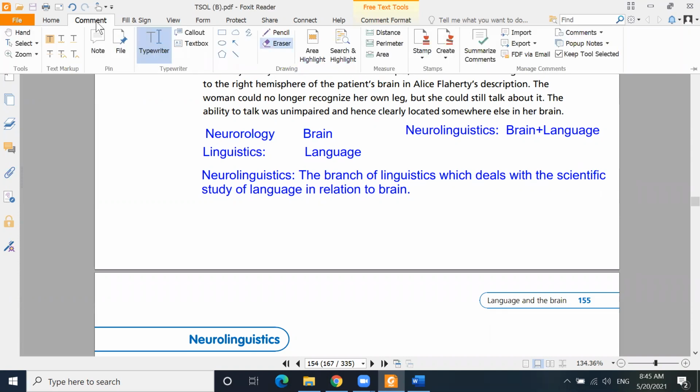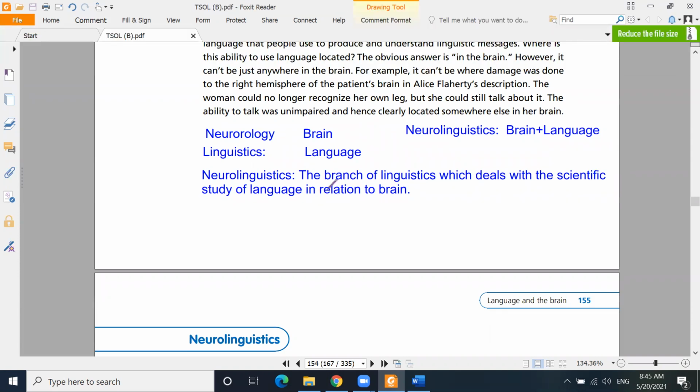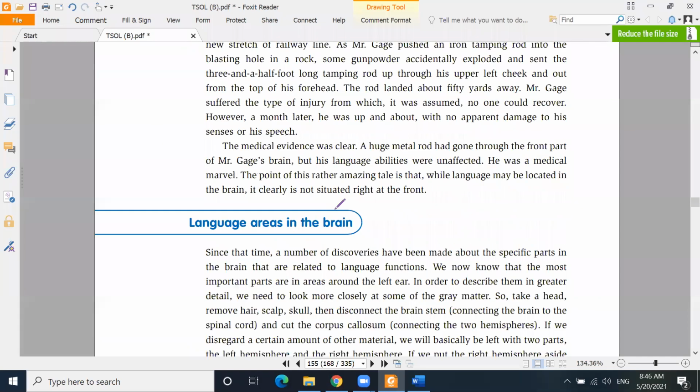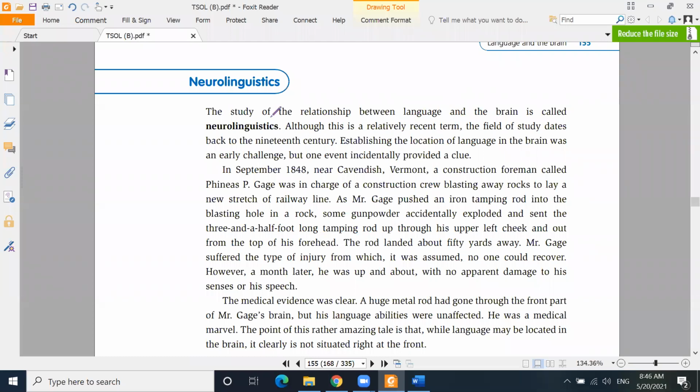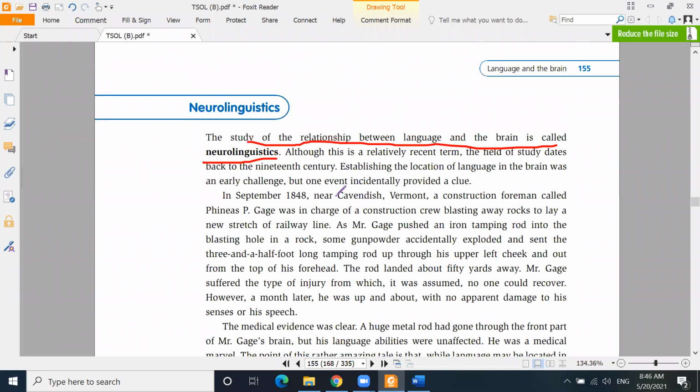Let me repeat, it is a branch of linguistics, just as phonetics, phonology, morphology, semantics, syntax, pragmatics. In the same way, neurolinguistics is also a branch of linguistics. But what does it deal with? It deals with the scientific study of language in relation to brain. They have also given the definition: the study of the relationship between language and the brain is called neurolinguistics.